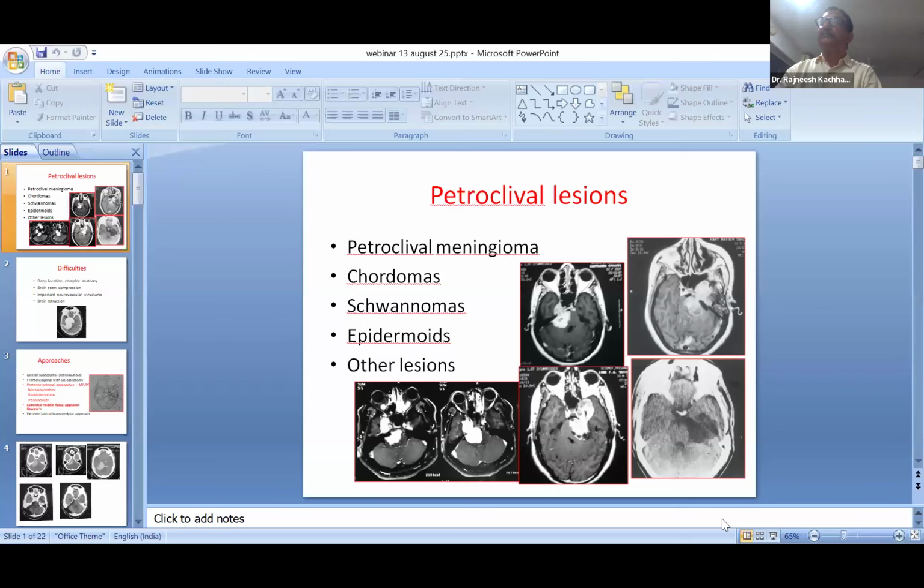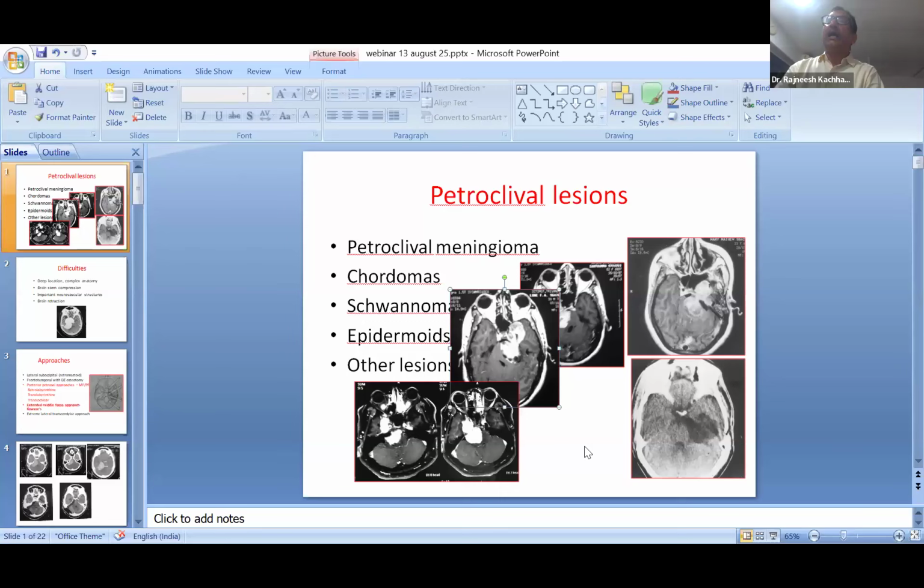And to start, I will just show a few slides about this region. What are the lesions which appear in this location? So these are the surgical lesions which usually occur in the petroclival area. Most common is the petroclival meningioma. There are chordomas in this location and schwannomas, epidermoid, and there are some other lesions.